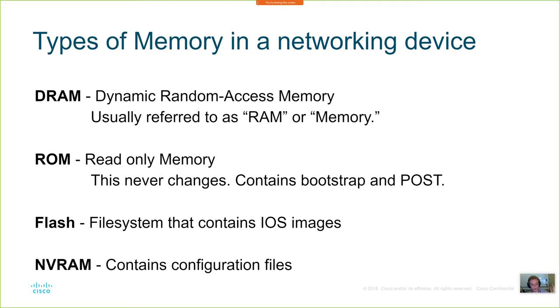DRAM and ROM are pretty universal in computing, whereas flash and NVRAM are a little more particular to switching, routing and network devices, but can be on other types of devices. Our flash is going to contain our IOS image. It's just a file system, storage. Same thing with NVRAM. NVRAM is also a file system, storage. It's going to have our config file on it. So when you type copy run start, it's going to copy our running configuration into the NVRAM by default.